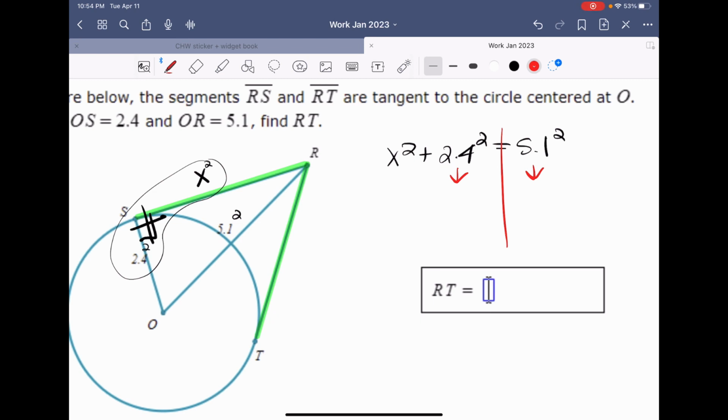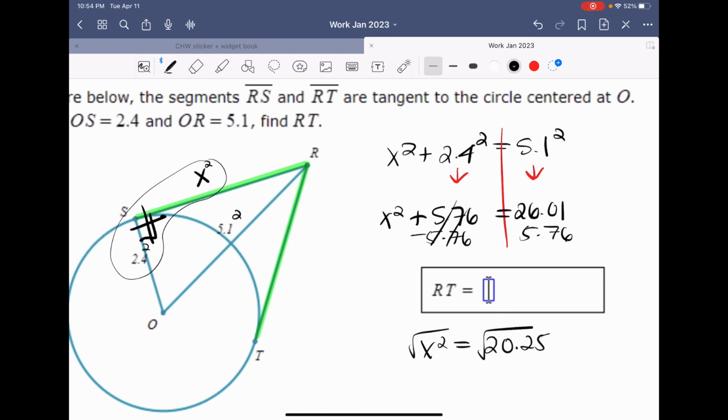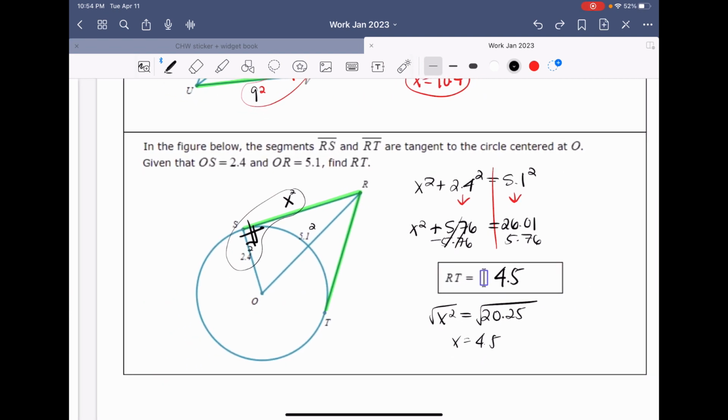And then 5.1 squared. Okay, so we get x squared, 5.76, and then 26.01. We are going to subtract 5.76, and we get x squared equals 20.25, and then you take the square root. And I got 4.5. X equals 4.5. And since they rounded to 1 decimal place, then that's what I'll do also. And that's it. That's the worksheet.